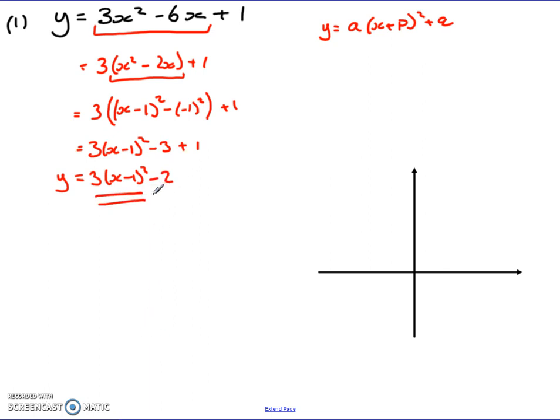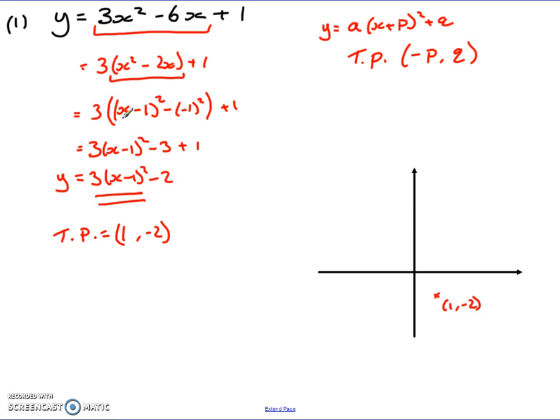Now from this, remember I can read off my turning point. If we have it in completed square form here, your turning point is given by negative p comma q. We're able to just read it off from that. So looking at this one, I can simply read off my turning point and say to you that it's 1, because it's negative of this, and it's negative negative, which gives you a positive, comma negative 2. So I know my turning point is somewhere around about there, 1 comma negative 2.